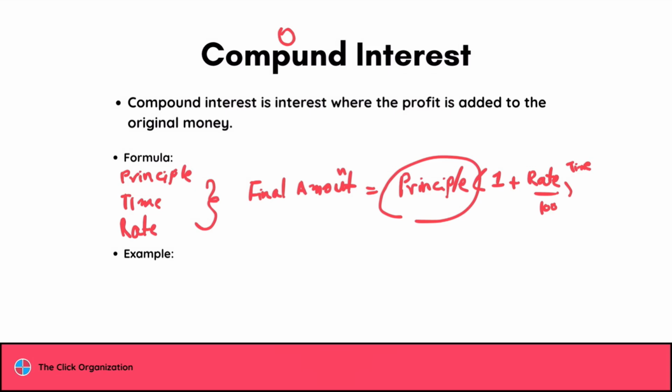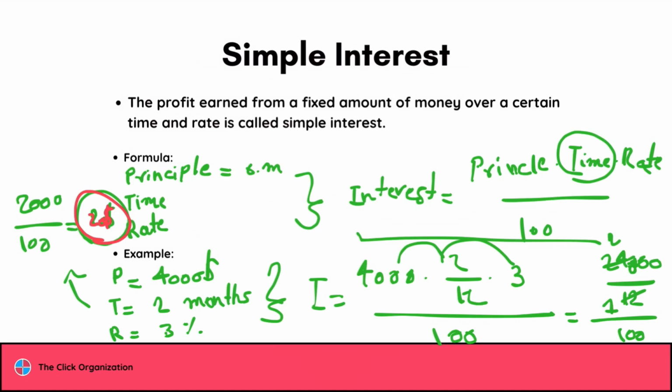But why is rate written with a denominator of 100? You know why? Because our rates are in a percentage form, right? They're percentages. So we need to write them in a fraction form for the formula to be valid and for our answer to be correct. You might ask why didn't we convert our percentage into a fraction in the simple interest? Well, in there it's okay, we don't have to do anything. We don't change the rate, we just write it as it is.